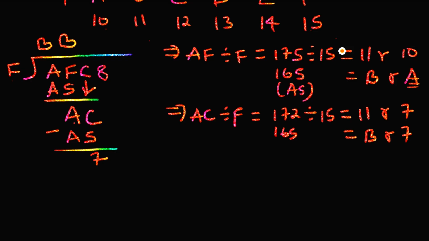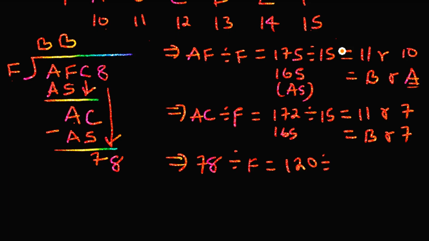So we drop 8 to the next step so that we have 78. So we have 78 divided by 15. Not 15, but F, because we're talking in terms of hexadecimal. So 78 divided by F. In decimal terms, 78 is the same as 120. So 120 divided by 15. So 15 goes into 120 8 times with no remainder.